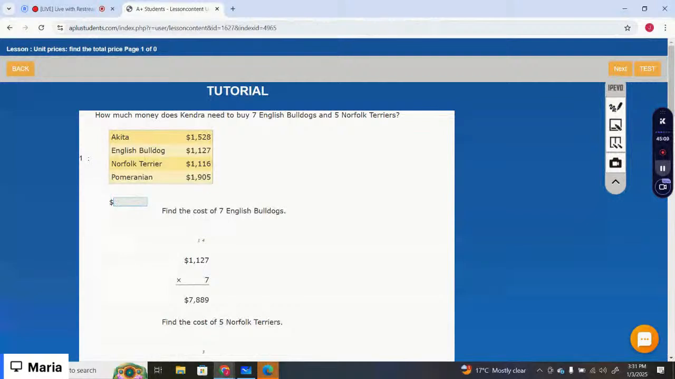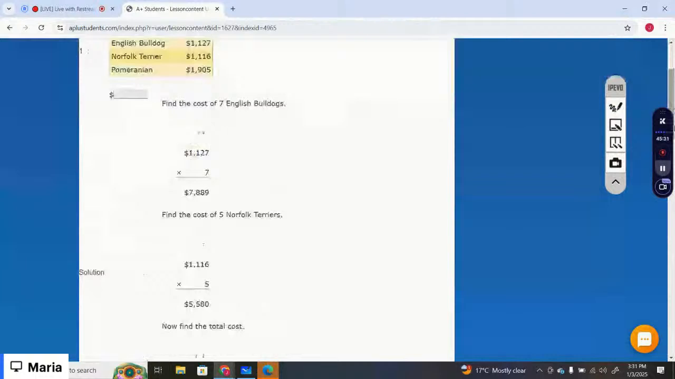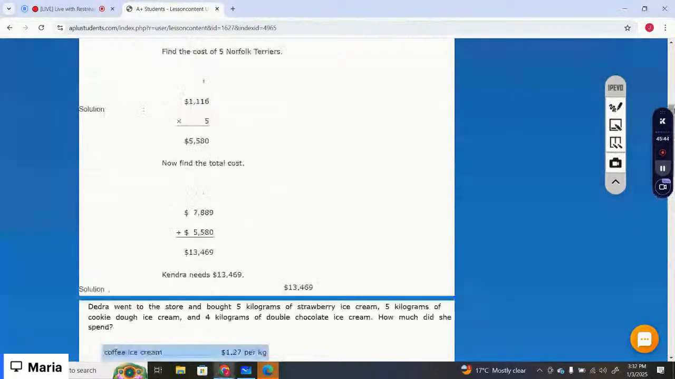How much money does Kendra need to buy seven English bulldogs and five Norfolk terriers? So calculate the price of one bulldog, which is 1,127. Multiply it by seven, that is 7,889. And the cost of five Norfolk terriers is 1,116 times 5, that is 5,580. You need to calculate the total price, so just add these two costs. So the answer would be 13,469.